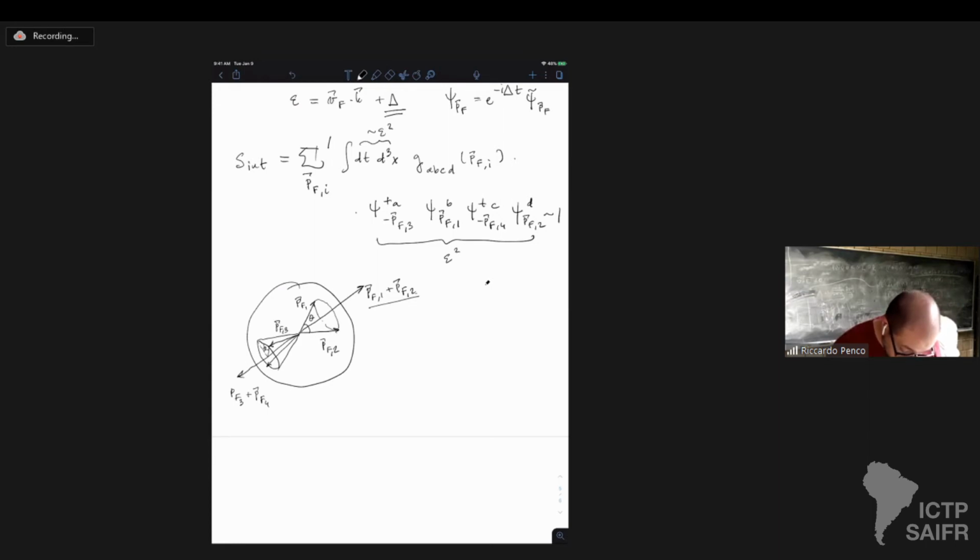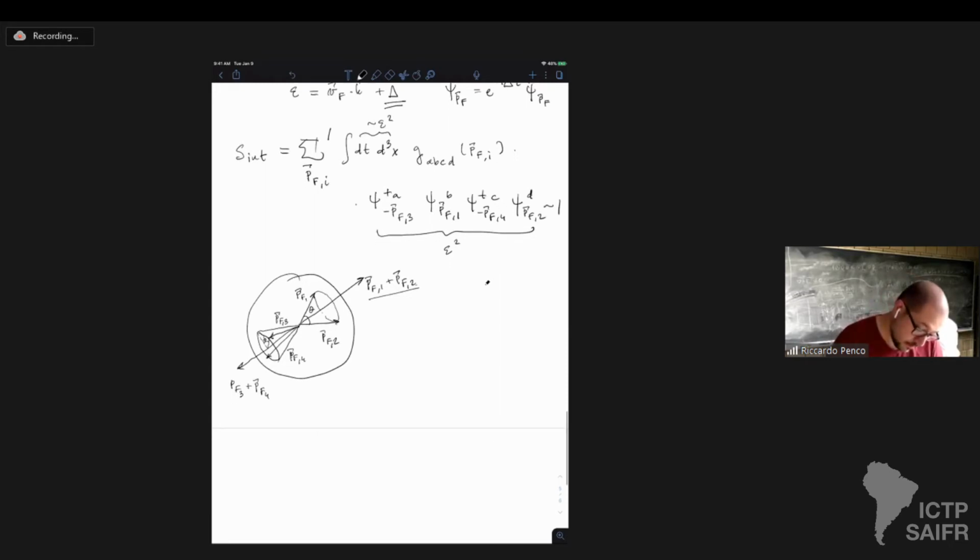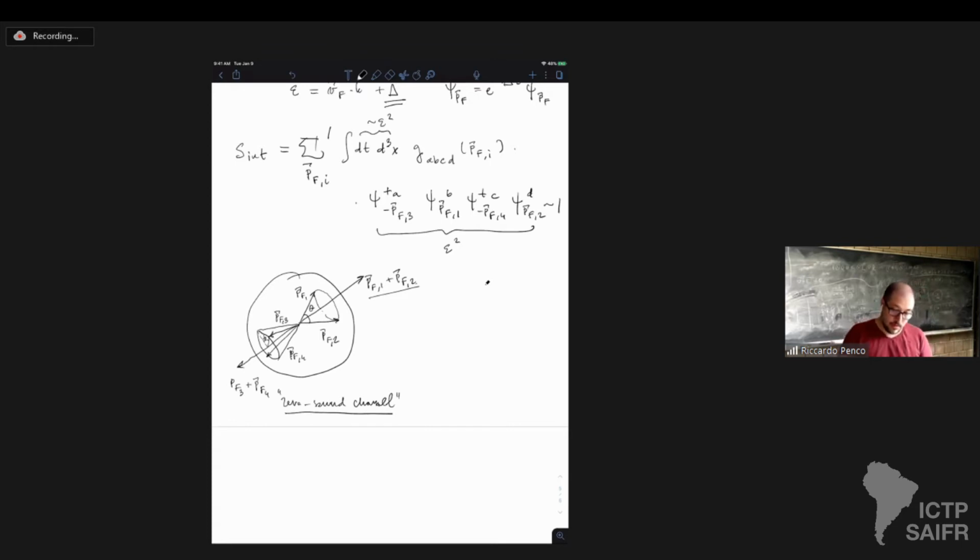So this is really challenging my drawing abilities here. I hope that this configuration is clear. So this is also known as the zero sound channel. I'm using this terminology following a beautiful review by Schenker that I'm citing in the notes.